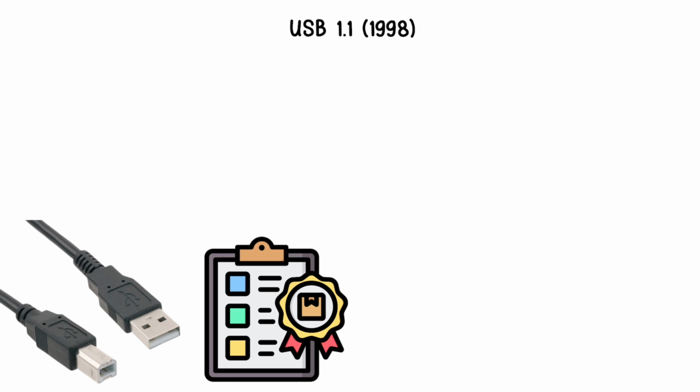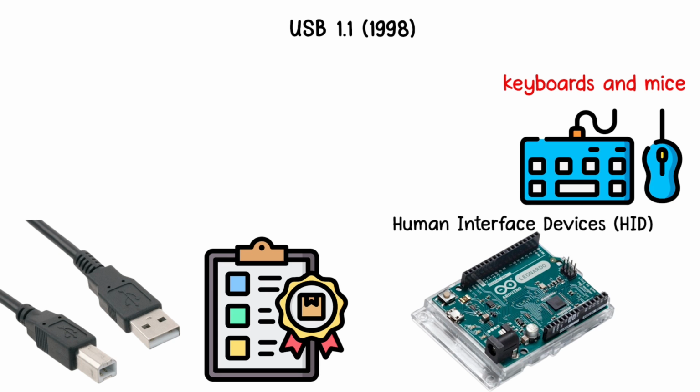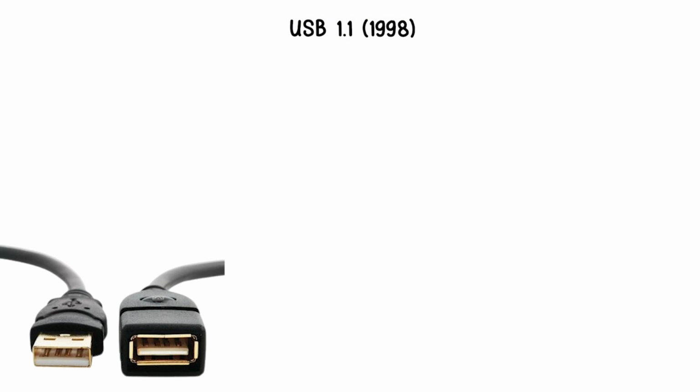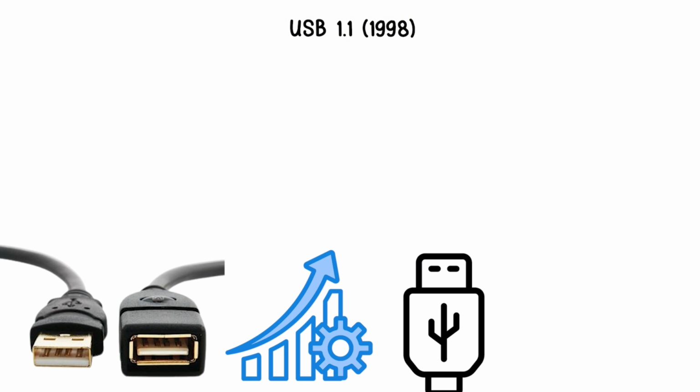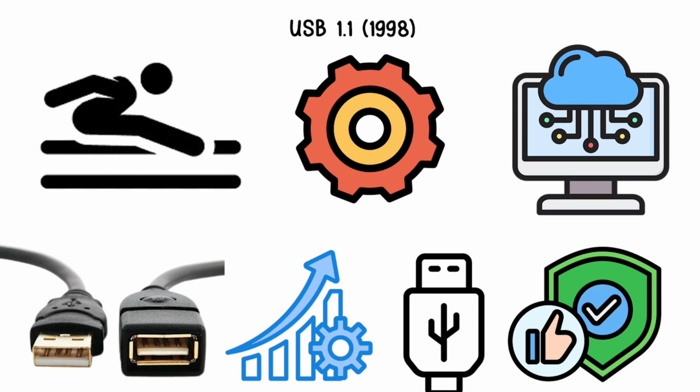It also standardized device classes such as Human Interface Devices, HID, which include keyboards and mice, making it easier for operating systems to support peripherals without custom drivers. USB 1.1's improvements established USB as a reliable interface for everyday computing, setting the stage for the next major speed jump.